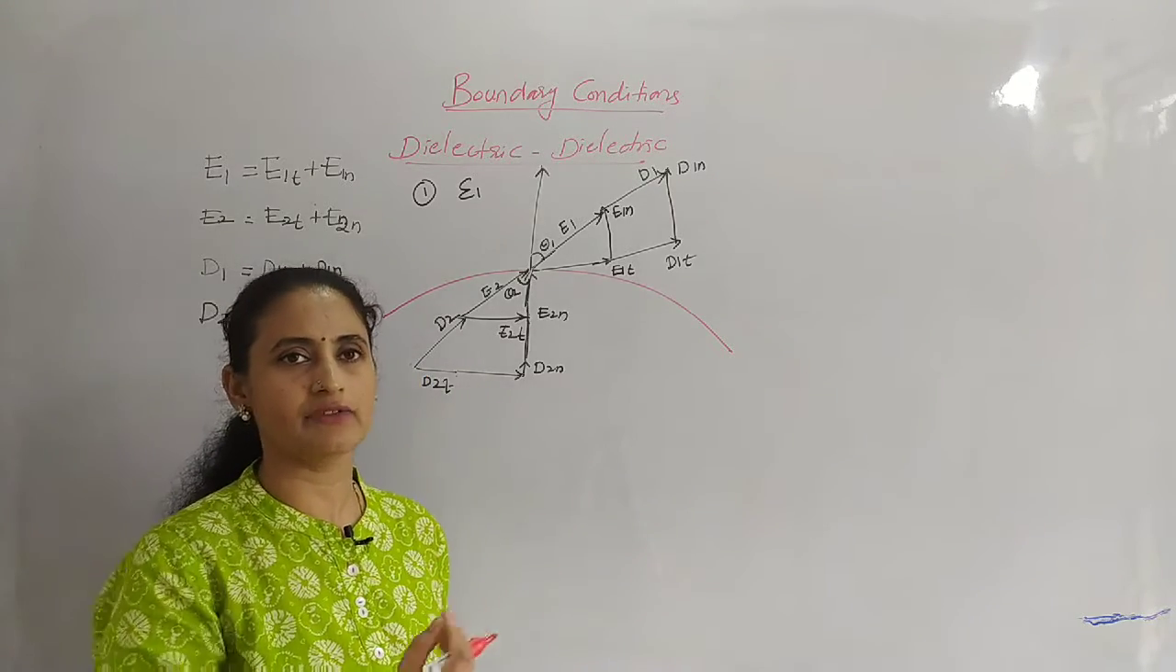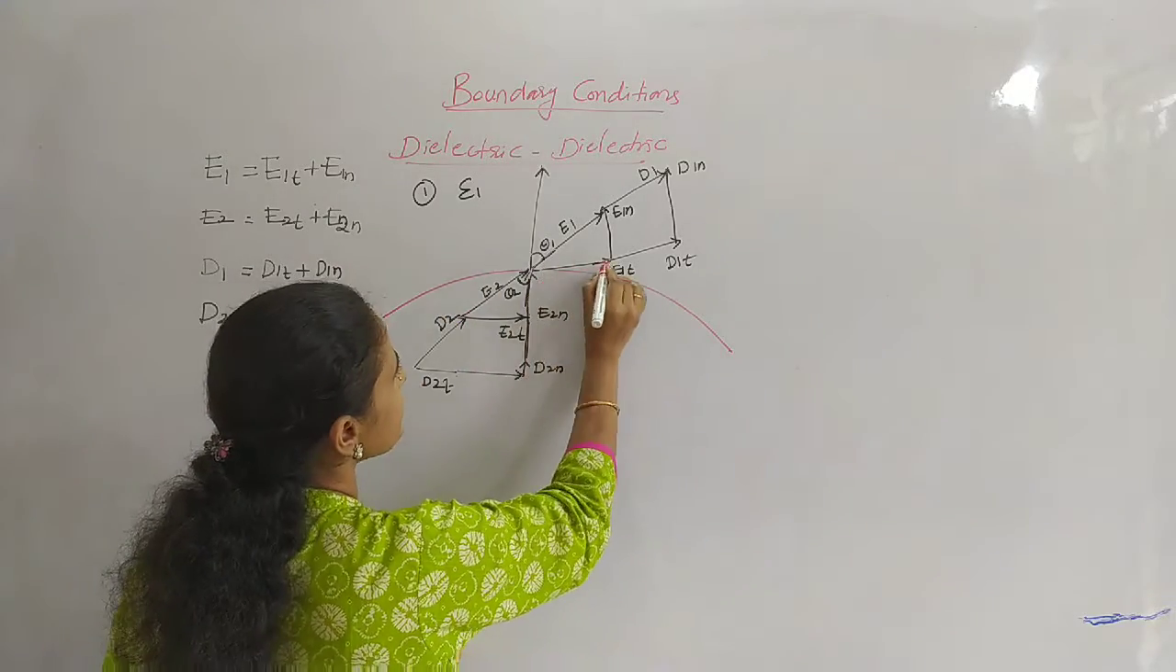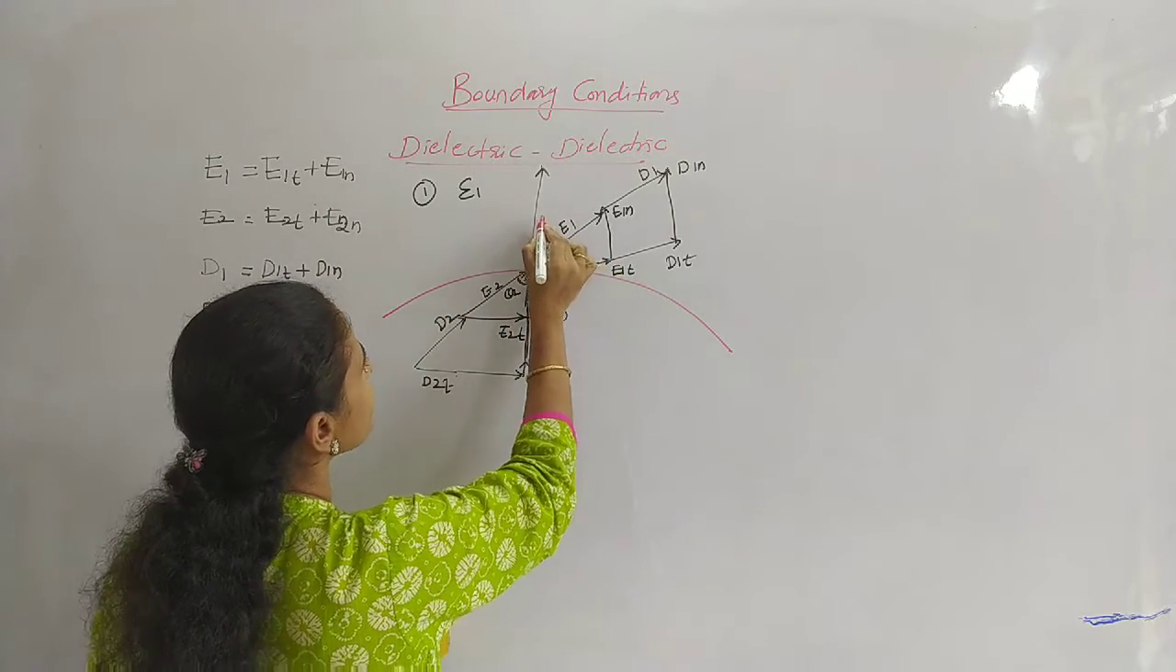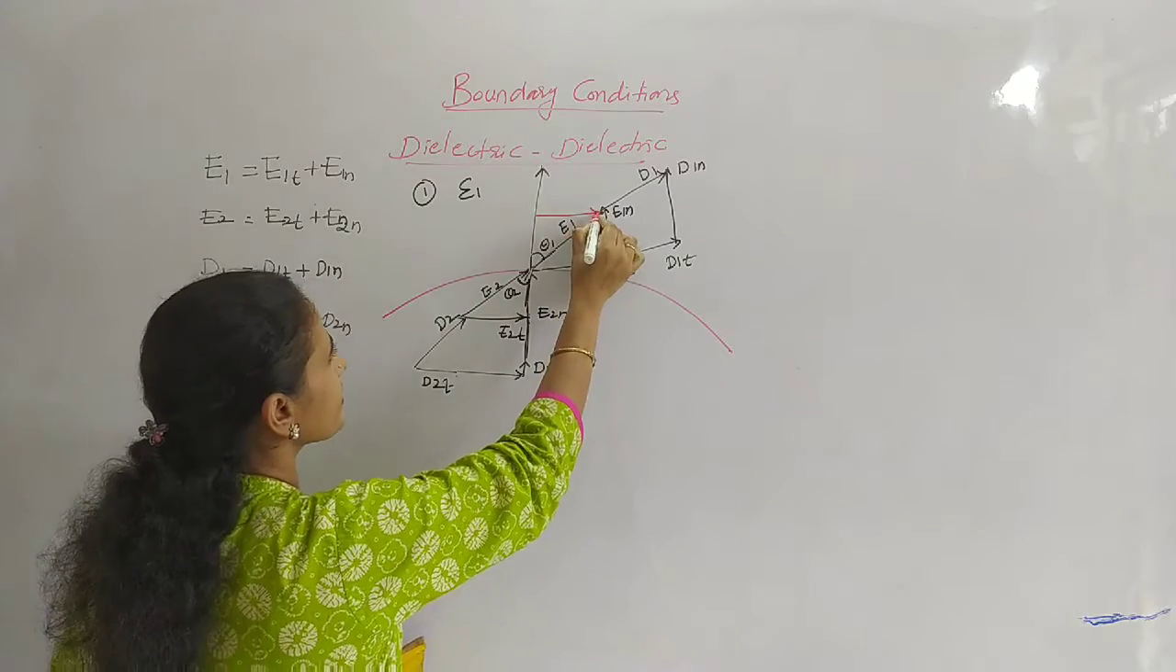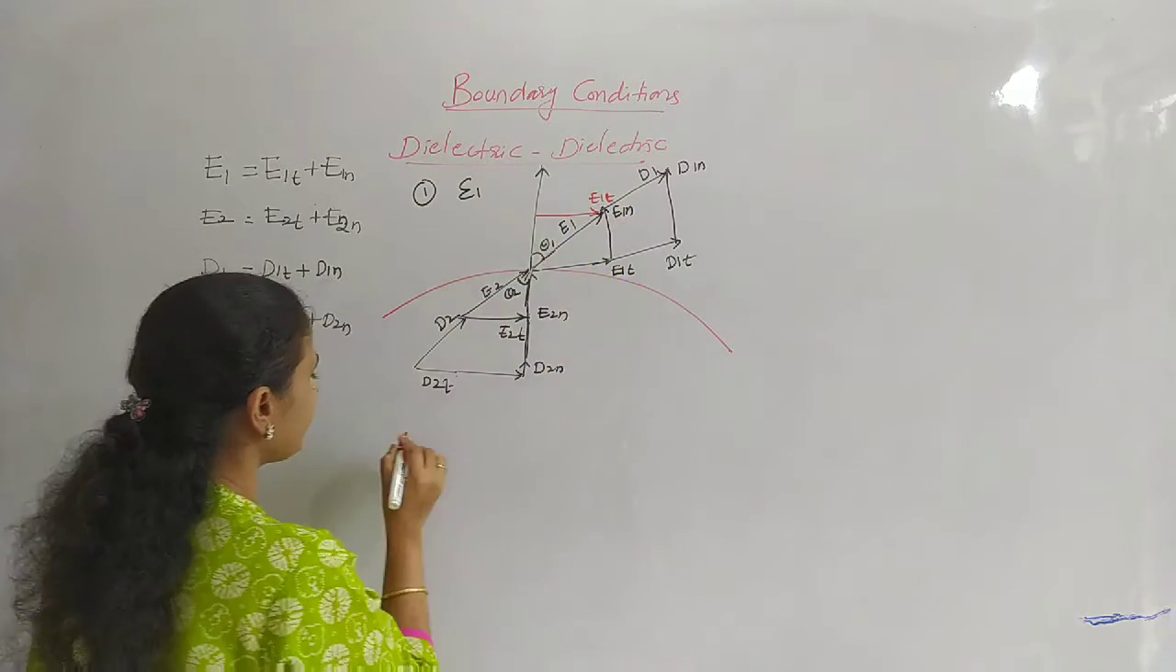That means tan theta 1 to tan theta 2. Now, this is a tangential component and this is also tangential only. This is also E1t only. So let us write sin theta 1.